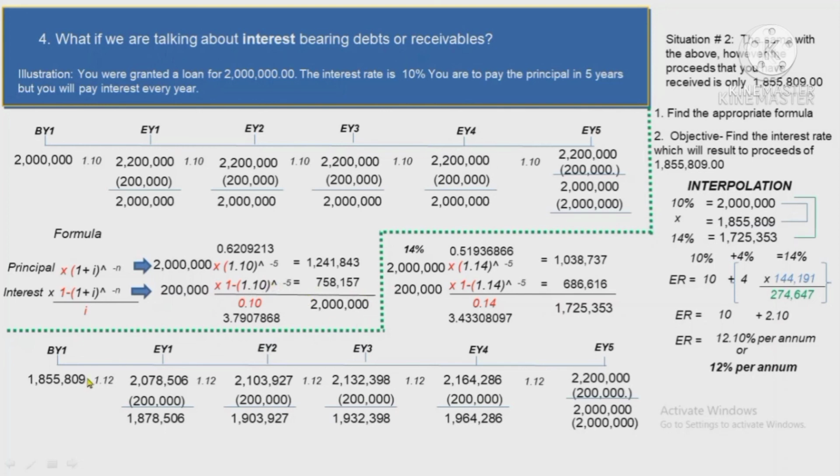Sir, one last thing. This 200,000 is 10% out of 2 million, right? So, the effective rate is already 12%. Do we need to revise the 200,000? No. 200,000 stays as it is. Why? Because you cannot change the fact that you are going to pay 200,000 interest every year as per agreement with the creditor. I hope that's clear.